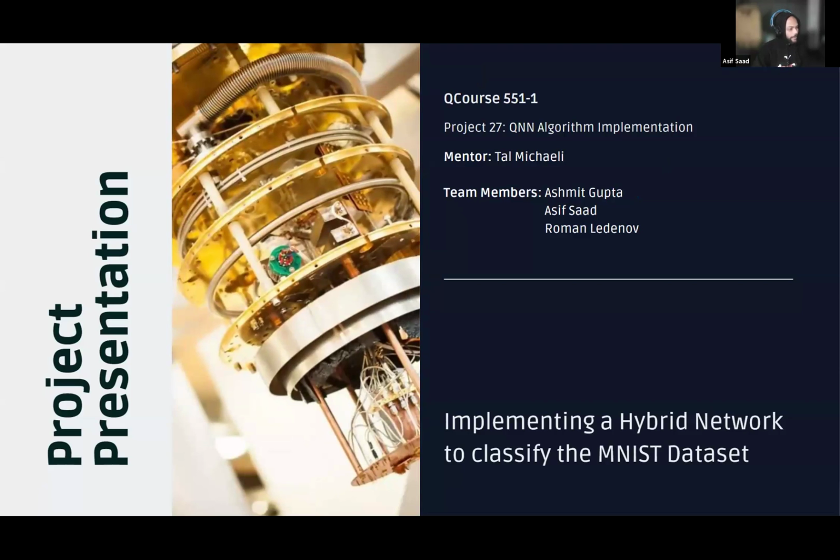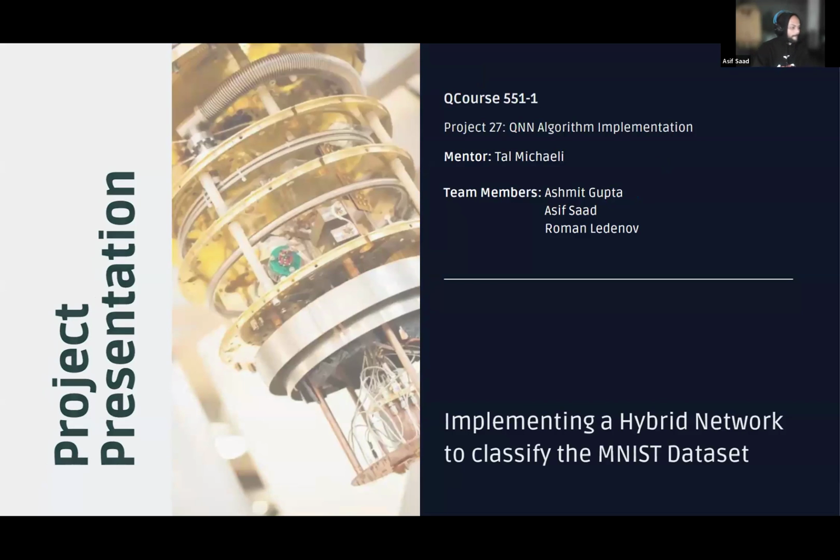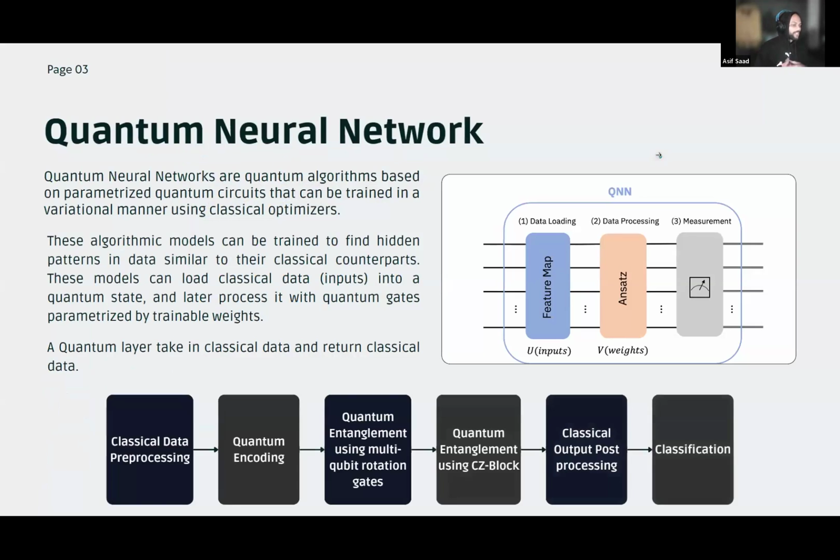Okay, good day to you, everyone. As a part of the QCourse551-1, this is project 27, QNN algorithm implementation. This project is managed by Tom Micheli, and the team members are Ashmit Gupta and Roman Ladam. Let's talk briefly about the project that we have done. What does it do? We're implementing a quantum neural network, but it's not totally a quantum system. It's more like a classical thing incorporated with a quantum theme.